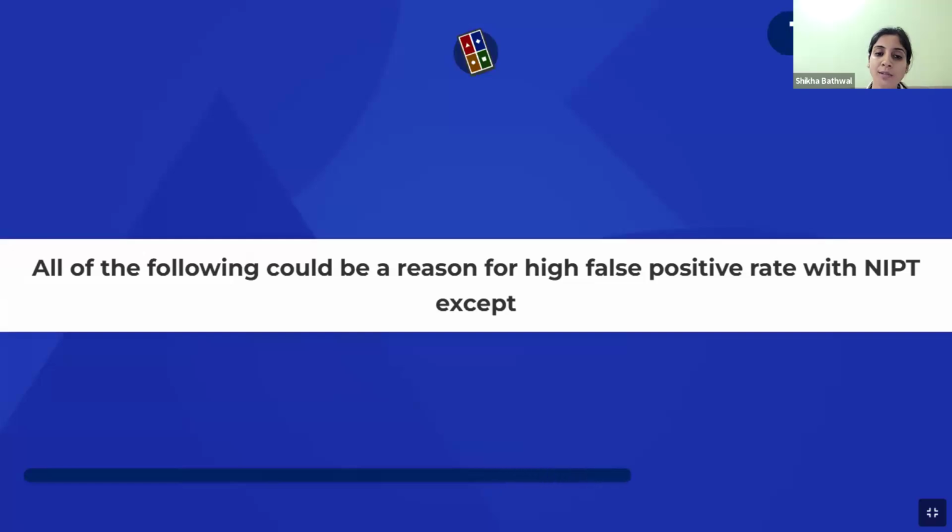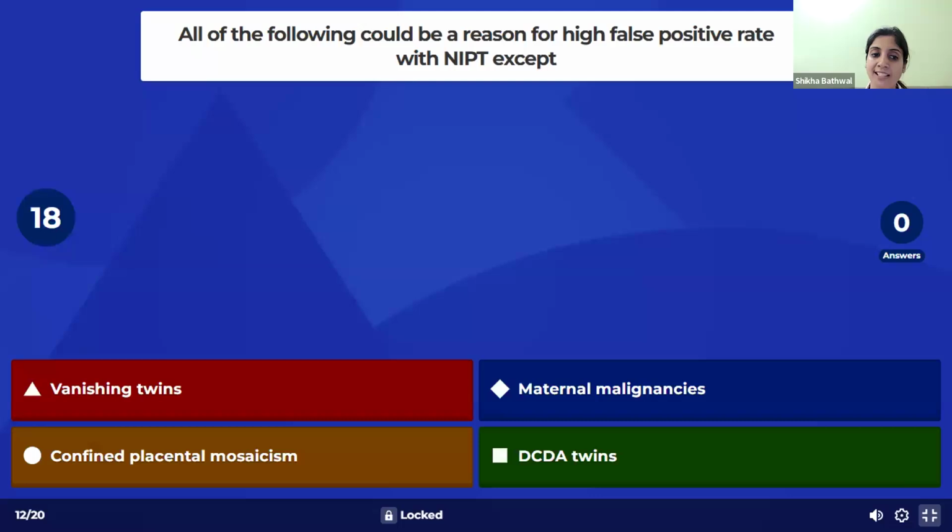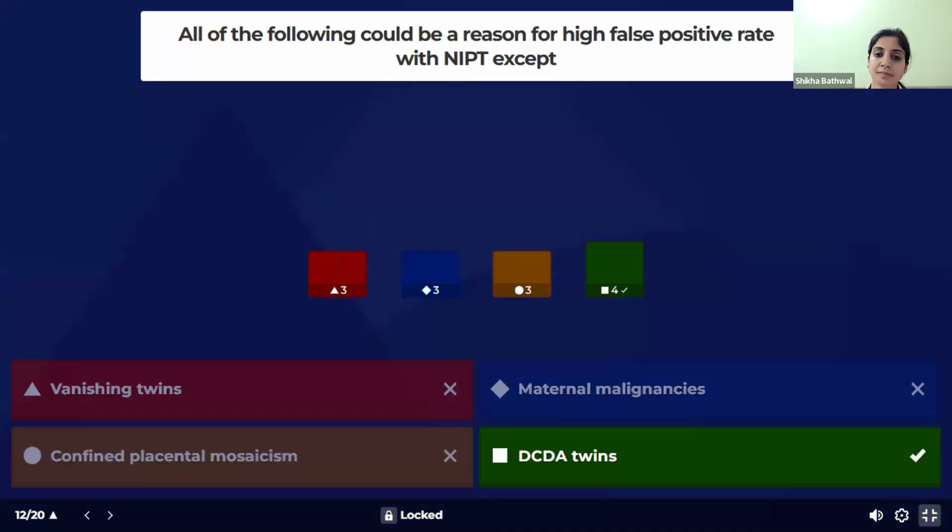All of the following could be a reason for high false positive rate with NIPT, except vanishing twins, maternal malignancies, confined placental mosaicism, or DCDA twins. Okay, so only 4 people have answered it correctly, DCDA twins.